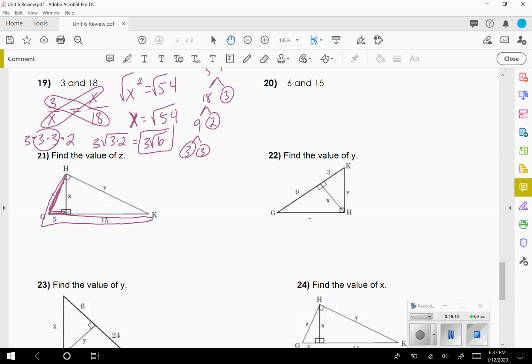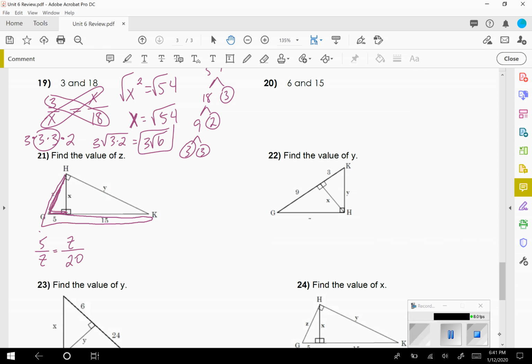All right, so we have z here, and remember it's part of the hypotenuse, the part that's closest to it, and then it's got the entire hypotenuse. We have the 5 plus the 15, so that's 20.